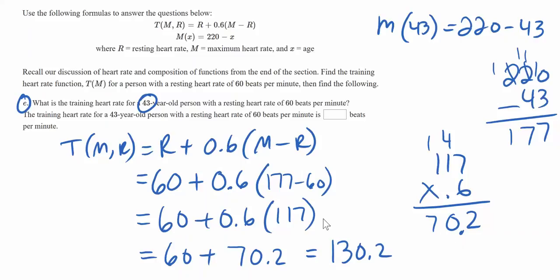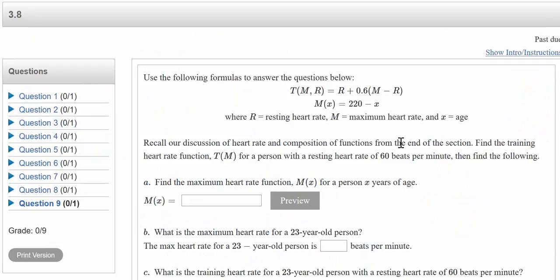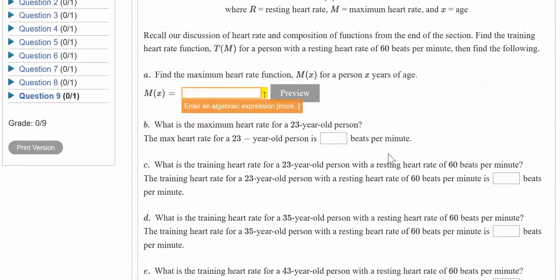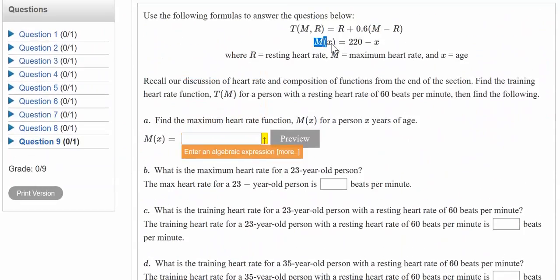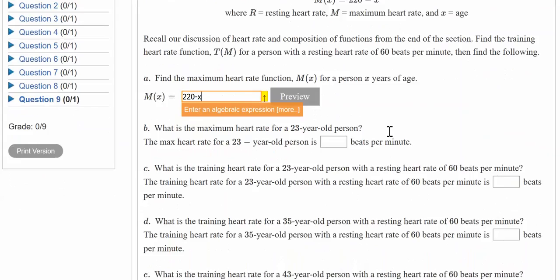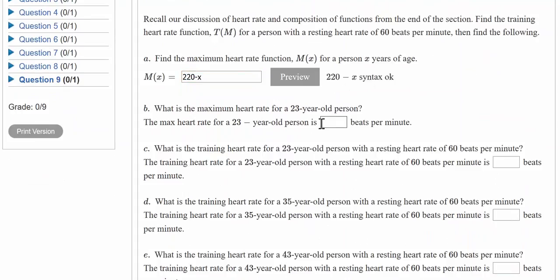All right, so let's go back to our problem and plug in those values. For the function for maximized value, it's just right there. We're going to copy that down exactly how it is, 220 minus x. I'll preview it just to make sure it works for the 23-year-old as we plug in the value there. For 23, it's 220 minus 23, and I figured it was 197.